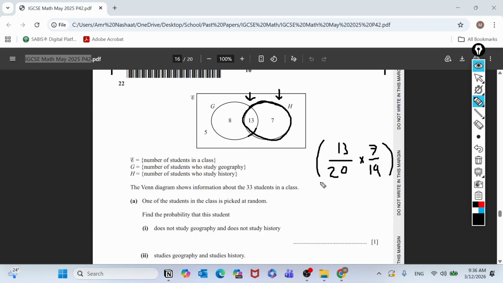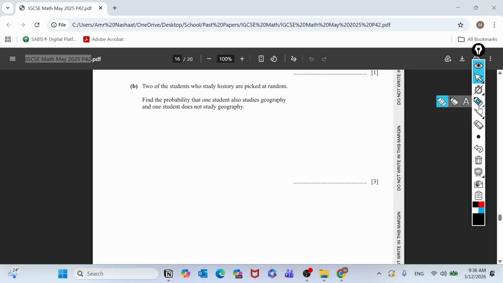Or, plus 7 over 20. First you pick one out of the 7, and then you pick one from the 13, so 13 over 19. Why? Because you already picked one, so from the total now there's less. Put it on your calculator, you're going to get 91 over 190, and that's the answer. 91 over 190.